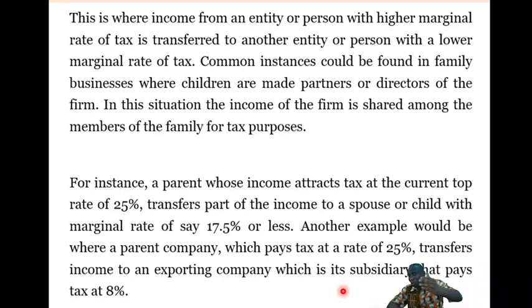So you can explain it also in terms of a company by using this particular illustration, as far as splitting the income is concerned. So for instance, a parent whose income attracts tax at a current top tax rate of, let's say, 25%, transfers part of the income to a spouse or a child with a marginal rate of, say, 17.5%. And even this one now, the current top bracket is now 30%. It's no longer 25%. I'm talking about a graduated rate.